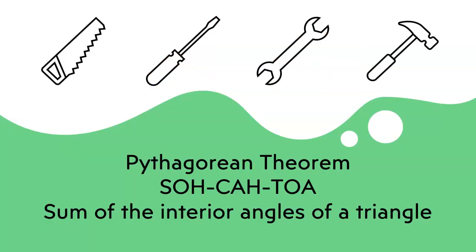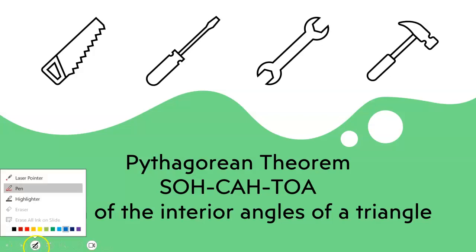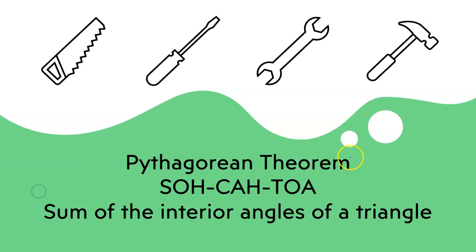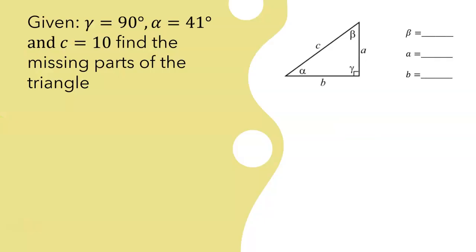Some other tools in your toolbox as you're trying to solve a triangle are the Pythagorean theorem and the sum of the interior angles of a triangle. Be careful that you're grabbing the right tool. The Pythagorean theorem helps if you know two sides already and you're trying to find the third side. Soh-cah-toa is helpful if you know a side and an angle. And the sum of the interior angles of a triangle is helpful if you know two angles. So pay attention to which tool you need.